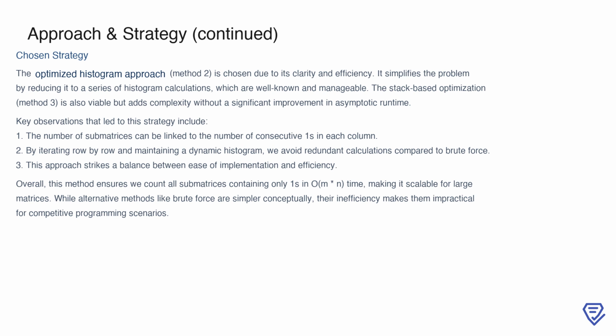in asymptotic runtime. The key insights that led to this choice include recognizing that the number of submatrices is directly tied to the count of consecutive ones in each column, and that a dynamic histogram updated row by row eliminates redundant calculations. This approach is well suited for competitive programming, as it runs in O(m*n) time, making it scalable for large inputs. While brute force may be easier to conceptualize, its impracticality for larger matrices reinforces the importance of the histogram-based solution as the optimal choice.